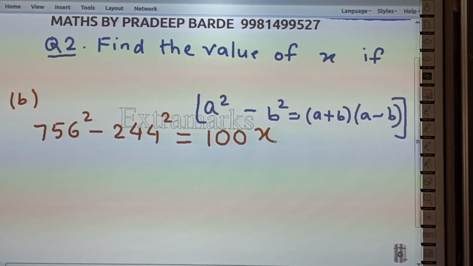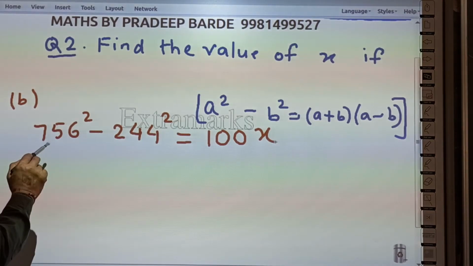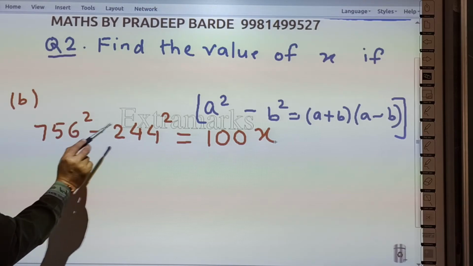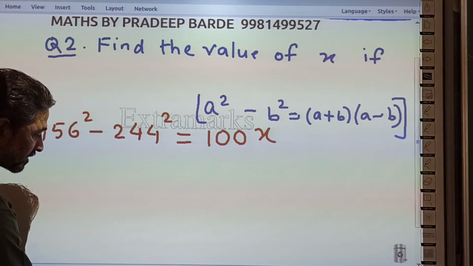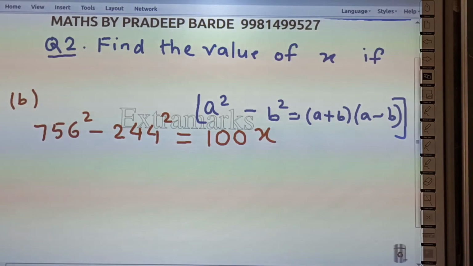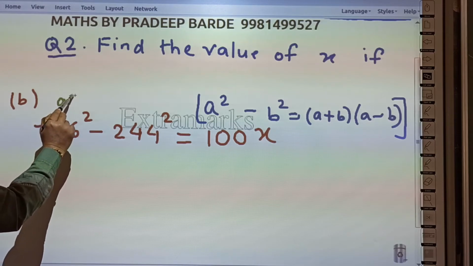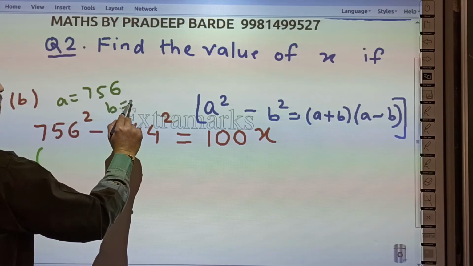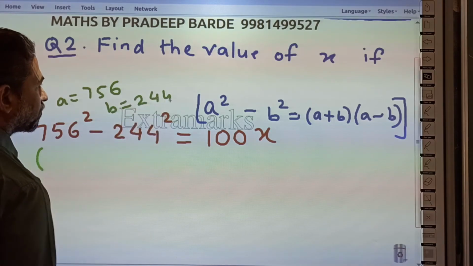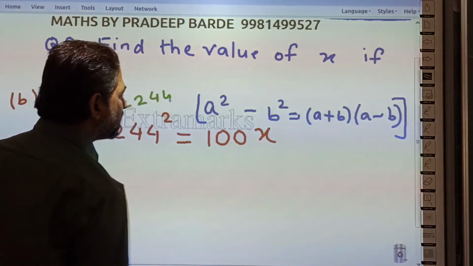Next question, students. It is 756 square minus 244 square is equal to 100x. Again we see in this the left hand side is in the form of this identity a square minus b square. So now this a square minus b square, this can be written as a plus b into a minus b. तो बच्चों a की वैल्यू है आपके पास इस क्वेश्चन के अकॉर्डिंग 756 और b की वैल्यू होगी 244. तो यहाँ पे लिखना है आपको a plus b, a minus b.